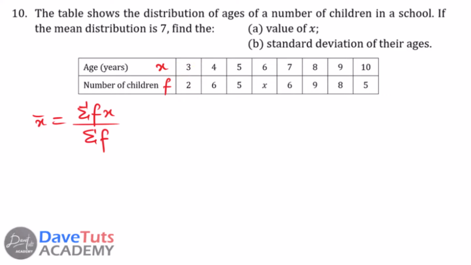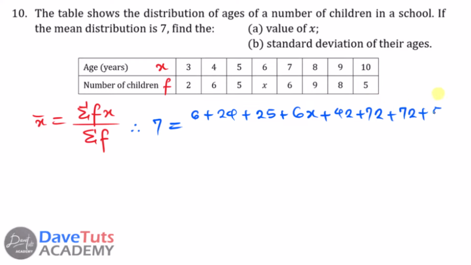We have been given that the mean distribution is 7, so it's going to be the summation of the product of the frequency and the data set, fx. So we multiply each of these columns, f multiplied by x. 3 times 2, that is 6, plus 4 times 6 is 24, plus 5 times 5, that is 25, plus 6 times x, we can leave that as 6x. 7 times 6, that will be 42. 8 times 9 is 72. 9 times 8 is another 72. Then 10 times 5, that is 50.